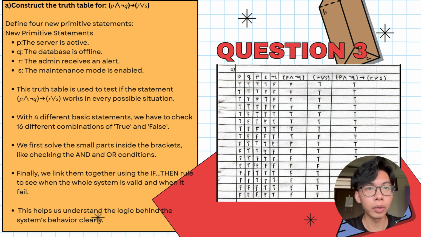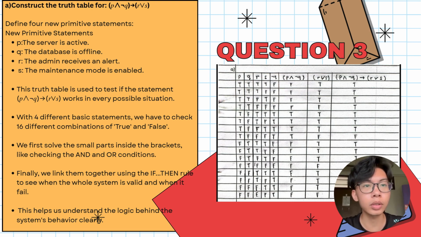So for the new primitive statements, P: the server is active, Q: the database is offline, R: the admin receives an alert, S: the maintenance mode is enabled. This truth table is used to test if the statement P and not Q if then R or S works in every possible situation. With 4 different basic statements, we have to check 16 different combinations of true and false.